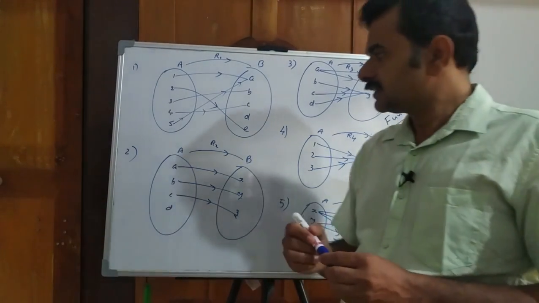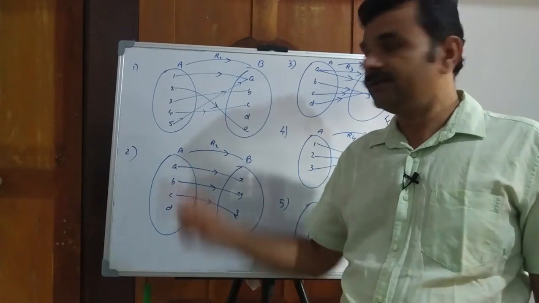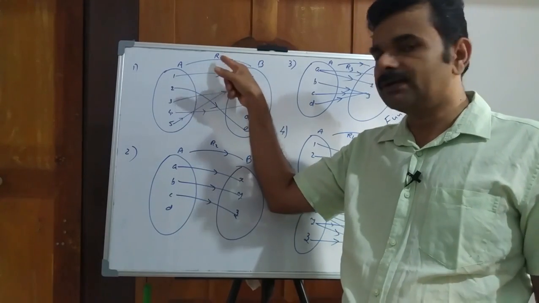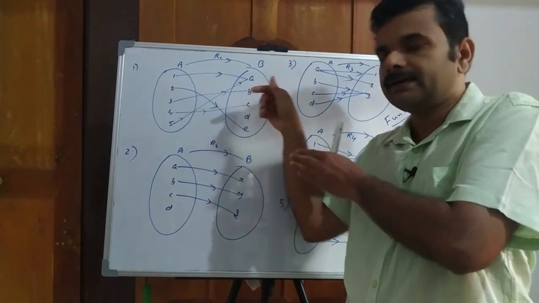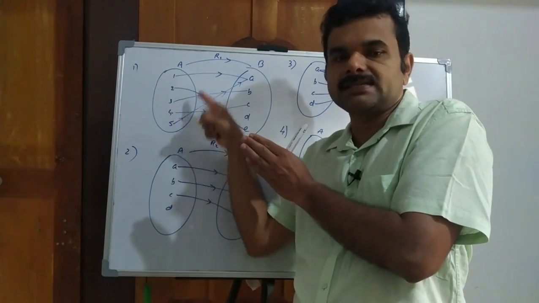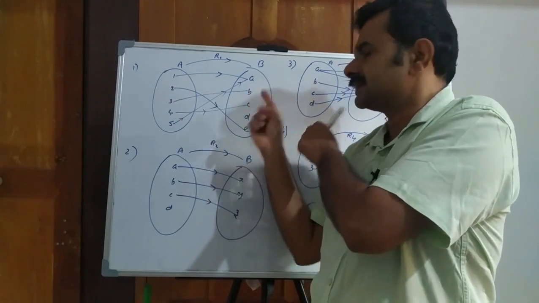Function. See the relation R1, is it a function? If R1 is a function, R1 must satisfy the property: every element of the set A has one and only one image in the set B.